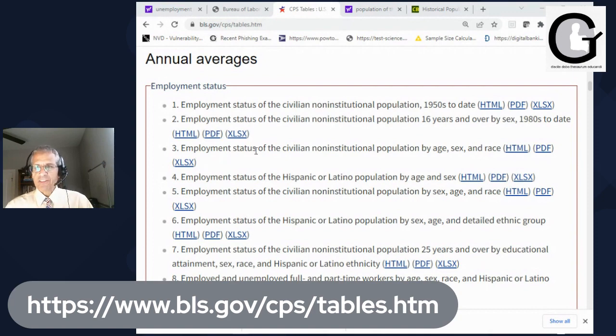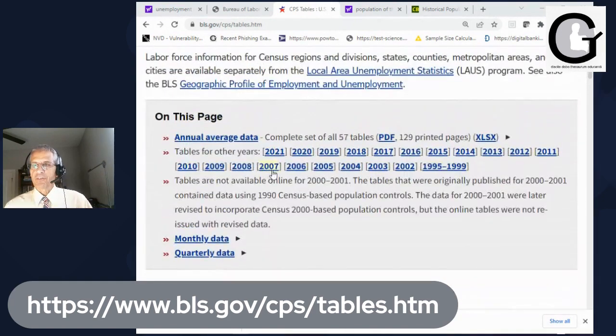So I went to the CPS tables, and I went to annual average data. And I went here and I downloaded this XLSX.